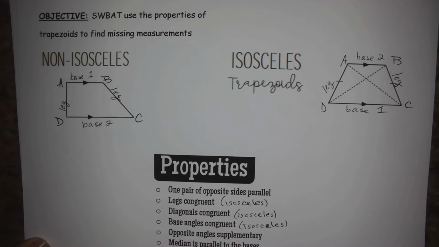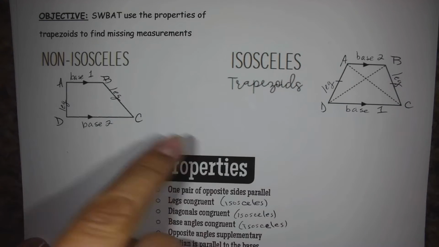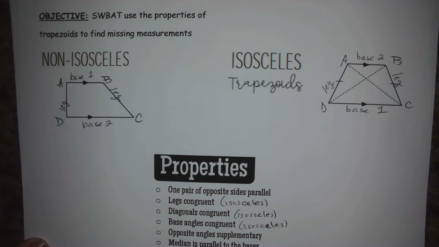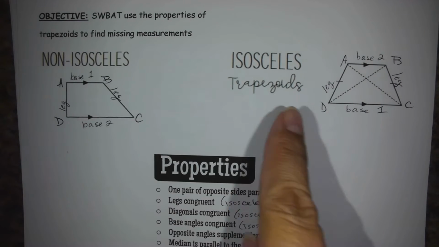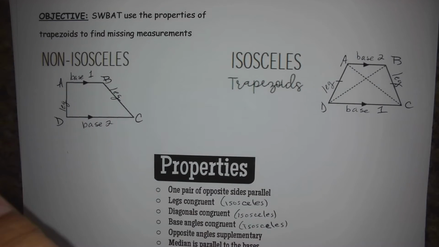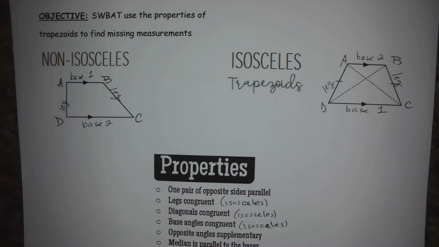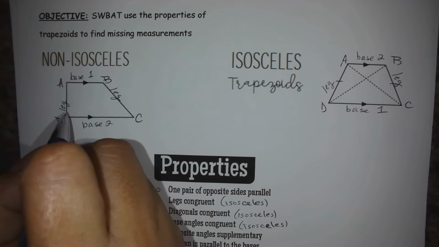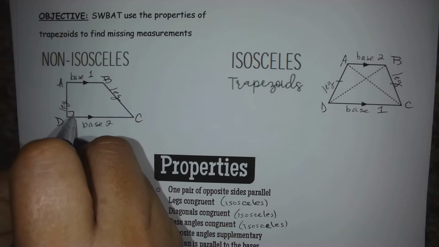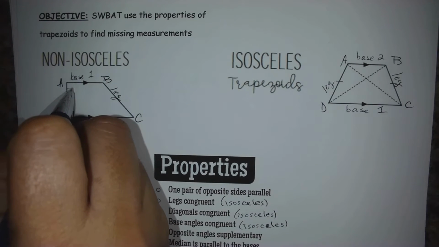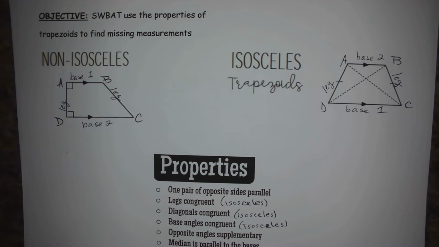So here we are dealing with properties of trapezoids. We're going to be using those properties to find missing measurements. We are going to be dealing with two different types of trapezoids, one being a non-isosceles, the other one being isosceles. I want you to notice this non-isosceles trapezoid seems to have something special going on here, and that would be a right angle. And if that's a right angle, this is a right angle. So we're going to have to make sure that we really get to know that right there.